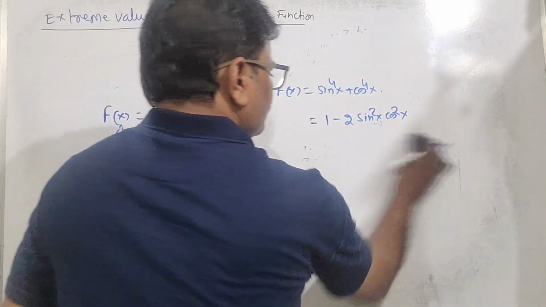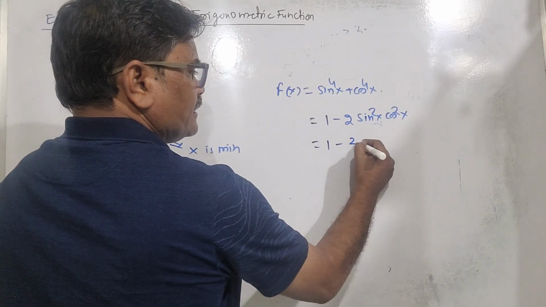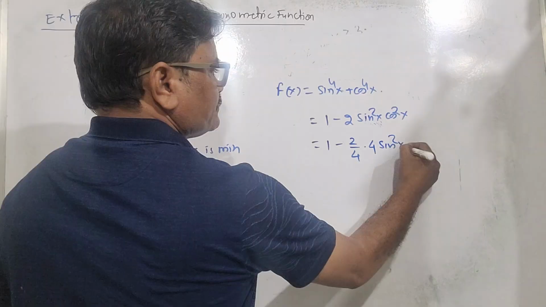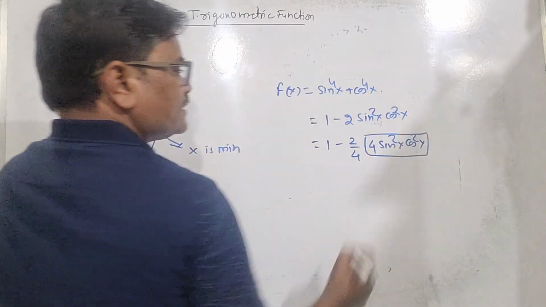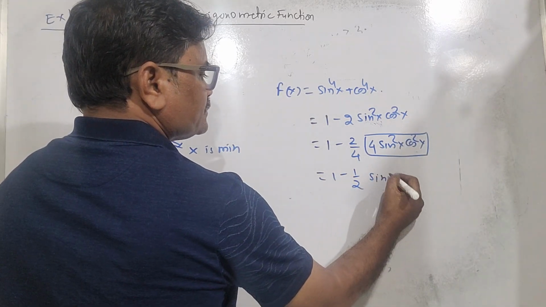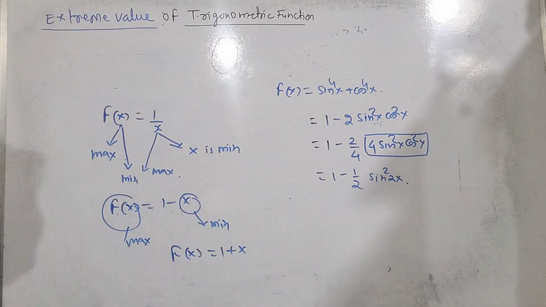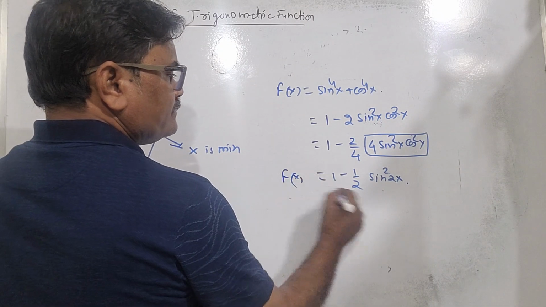Correct. So still we have two trigonometric functions. So here I can multiply and divide by 4. Sin square x cos square x, so this is (sin 2x) whole square. So this is 1 minus 1 by 2 sin square of 2x, that is (sin 2x) whole square. Correct. Now only one trigonometric function is involved there.